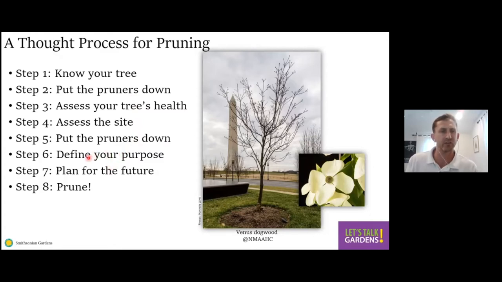And this is really the meat of the content today, as the title highlights, making sure we have a purpose before we start cutting branches. Step seven, plan for the future. What's your vision of the tree long term? What branches are you going to cut today? What branches are you going to save for next year? And then how are you going to set yourself up to cut those branches next year? And then finally, after 8 steps, you're free to prune away.